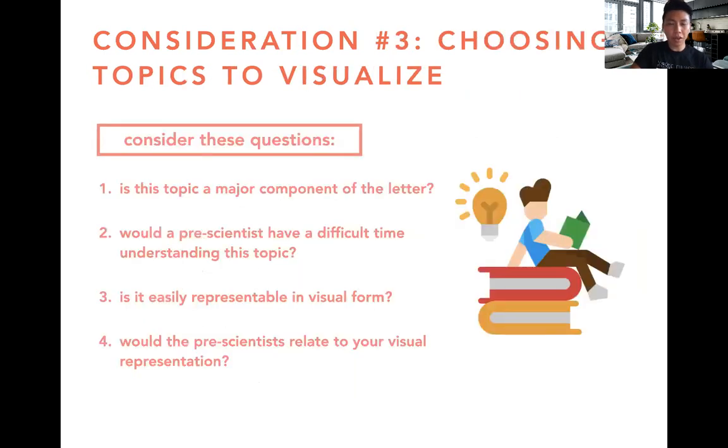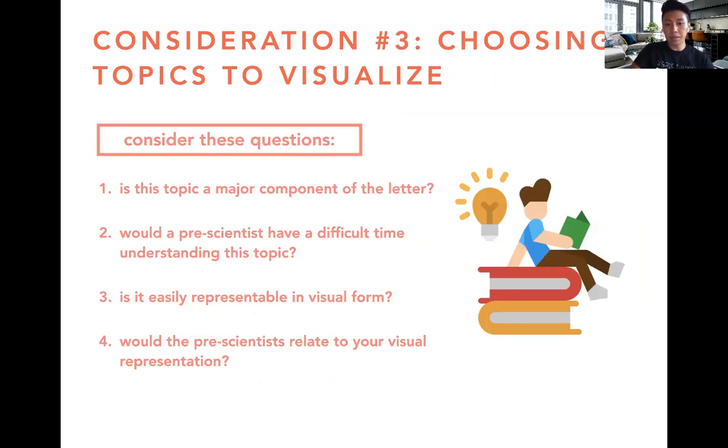The last thing, and probably the hardest thing for many people, is choosing what kind of topics to visualize. I would usually run through a string of questions that I check off to make sure that these are the right things to incorporate. The first one being, is this a topic that is a major component of the letter? Do I think that this is something I really want the pre-scientist to take away from? The second thing is, will they be able to understand that topic on its own in writing form? Does it need that additional visual aid?